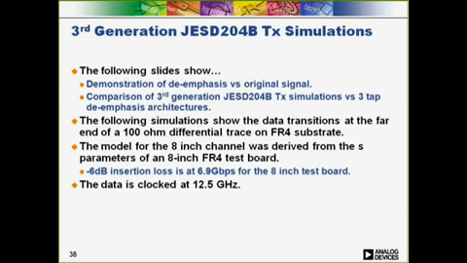Our third generation of JESD204B transmitters also use de-emphasis. The following slide shows simulation data that compares a signal with no de-emphasis to a signal with a 3-tap de-emphasis architecture and one with a single-tap architecture. For the simulation, an 8-inch 100-ohm differential trace on FR4 was modeled and run at a line rate of 12.5 gigabits per second. The insertion loss for the modeled channel is 6 dB.